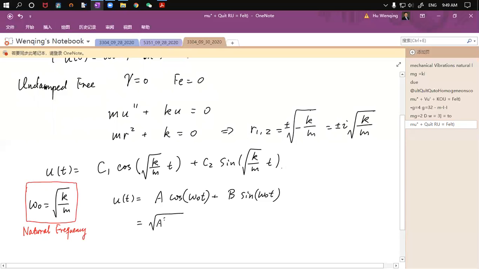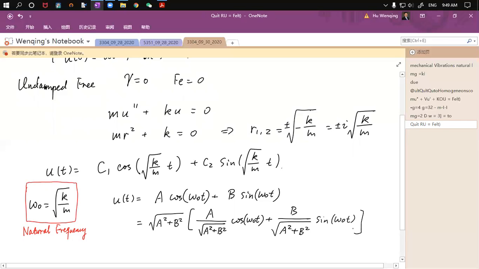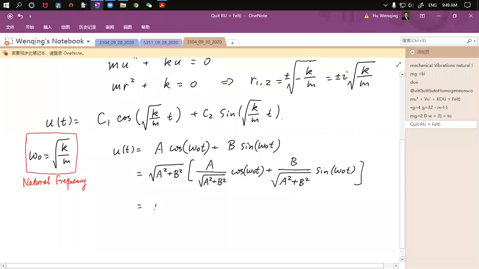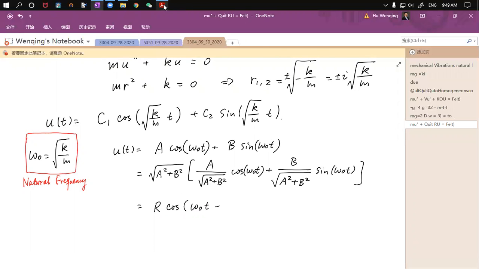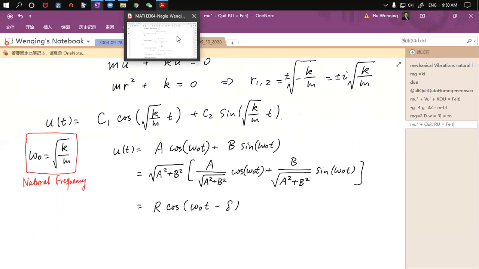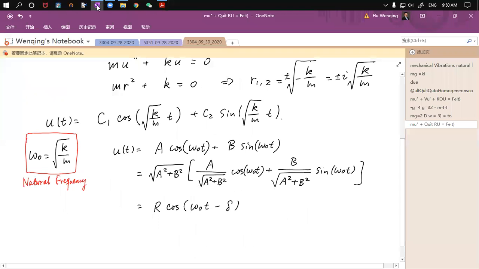as the square root of a squared plus b squared, multiplied by a over the square root of a squared plus b squared times cosine of omega 0 t, plus b over the square root of a squared plus b squared times sine of omega 0 t. Is that good, family? As long as you have this, I will claim that this is r multiplied by cosine of omega 0 t minus a certain phase, let's say delta, where r is equal to the square root of a squared plus b squared, and tangent delta is equal to b over a.